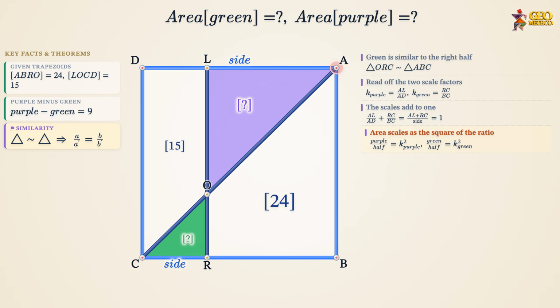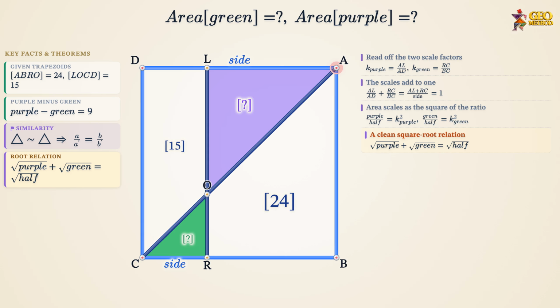For similar figures, area grows with the square of the scale. So purple over the half equals the purple scale squared, and green over the half equals the green scale squared. Turning that around, each scale is a square root of an area ratio. Each scale is the square root of its area over the half, and the two scales sum to 1. Multiplying through by the square root of the half, the square root of purple plus the square root of green equals the square root of the half. Our second relation.